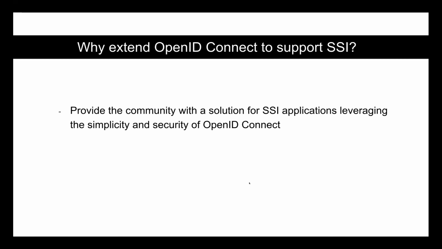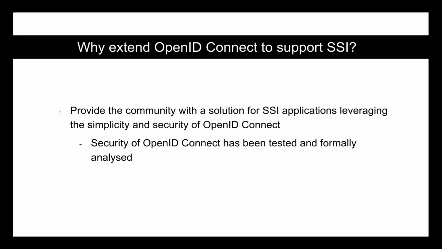So from the beginning, OpenID Connect was designed and architected to support a wide range of different architectures, from really big, huge centralized IDPs to large-scale federations with thousands of IDPs, up to the OP or the IDP running on the user's device. And we built on top of that work and use the existing rails to support SSI applications. We want to bring the simplicity and the security of OpenID Connect to the SSI community.